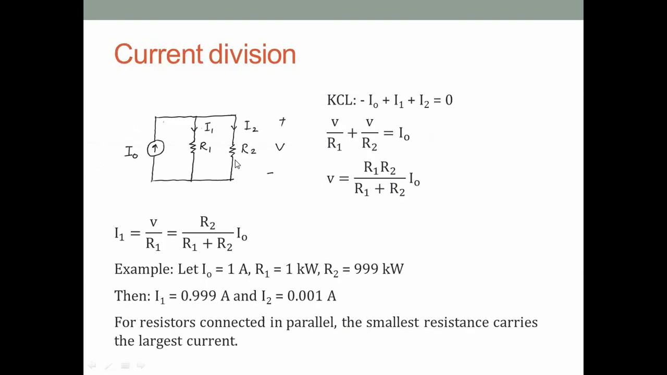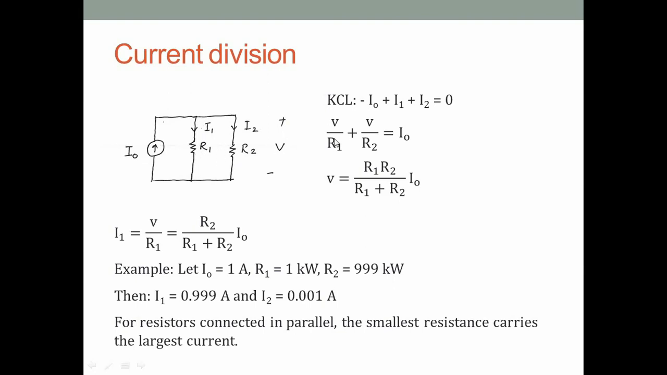Okay, let's do current division. Suppose we have two resistances connected in parallel with a current source. I want to find the currents in both these resistances. These three are in parallel, so the voltage across all three is the same. Let us say it is V. Then we can write Kirchhoff's current law at this top node. I'm using this convention of current leaving is positive, so we say minus I0 plus I1 plus I2 equal to 0. And the current I1 is the voltage across it divided by R1.